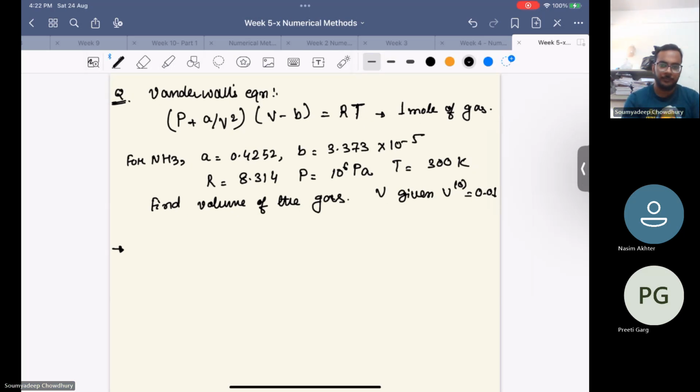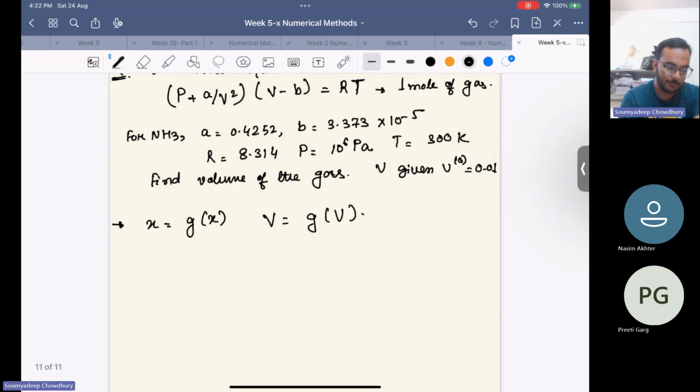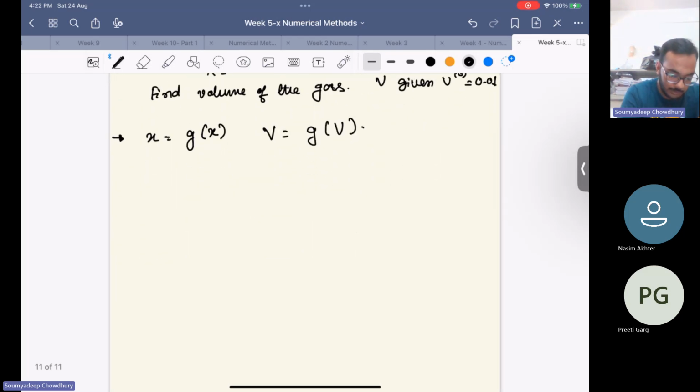Okay. So I'm discussing the fixed point iteration technique. If you want to attend, you can attend the class. In the fixed point iteration technique, basically, we have to express x in terms of g of x. Here it is not x, rather it is v that we are trying to find out. So we have to express it in terms of v equals g of v, right?